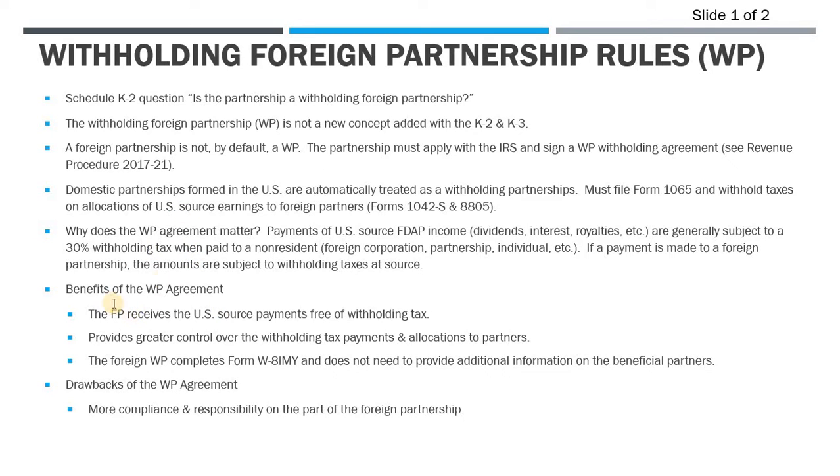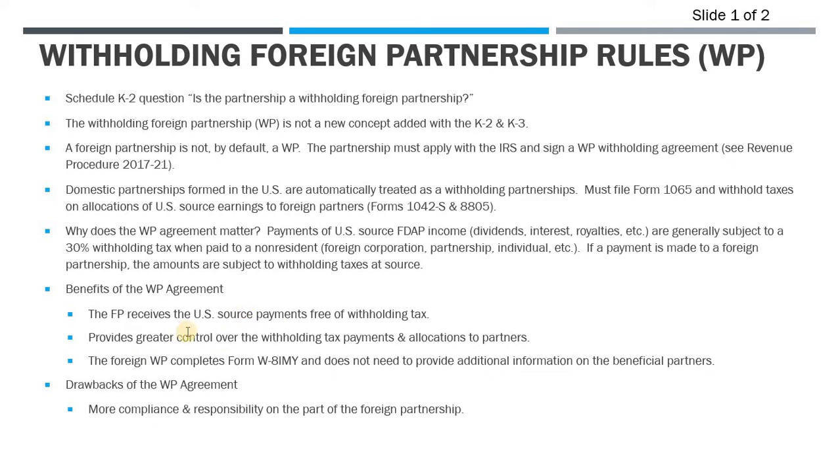So what are some of the benefits of the WP agreements, and what are some of the drawbacks of these withholding partnership agreements? So the main benefit here is the foreign partnership is going to receive those U.S. source payments free of withholding tax. Right? So remember, if a U.S. broker, for example, is making a payment of U.S. source FDAP income and it goes to that foreign partnership, the broker has to withhold tax. If the broker is making a payment to a withholding foreign partnership, it does not have to withhold the tax now because the foreign partnership has represented that it's a withholding partnership and it's going to take on that responsibility.